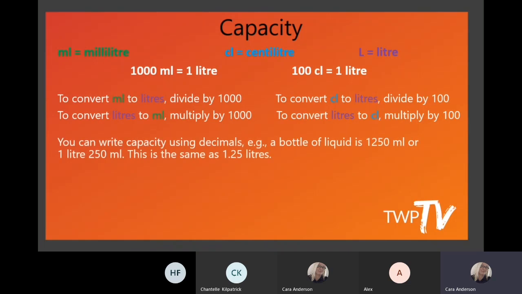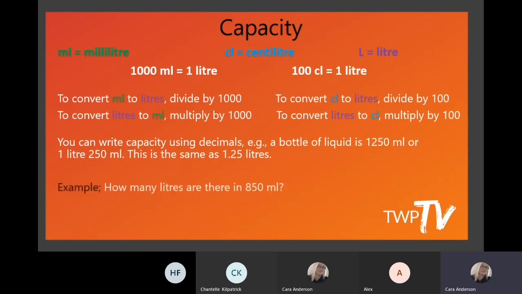So you can write capacity using decimals. For example, a bottle of liquid could be 1,250 milliliters, or you could write it as 1 litre, 250 milliliters. This is obviously the same as 1.25 litres. Okay, so just use whatever works for you guys, and whatever preference that you use. But again, on your exam, just write it in if you need to. Write in your meters, your milliliters, and your liters, just so it's clear in your head as to what it is.